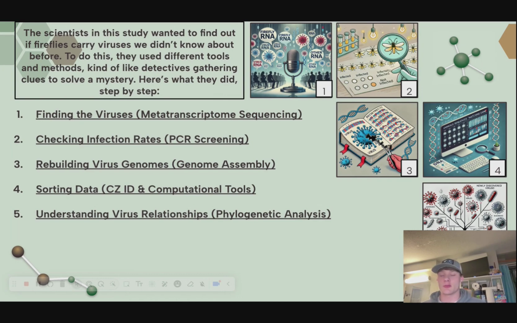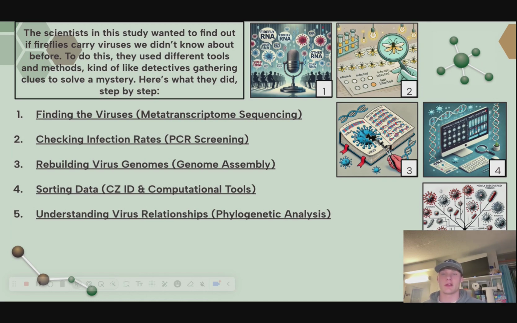The third method, rebuilding virus genomes, or genome assembly, is when, using computer programs, they piece together virus genetic material, like a puzzle, to get the full virus blueprints, or the virus makeup. And this is illustrated in image number 3, a torn-up book page being put back together like a puzzle, symbolizing how scientists piece together virus genetic material.